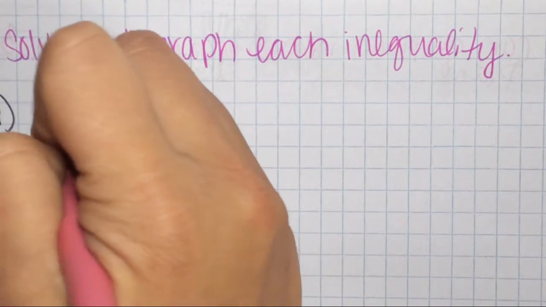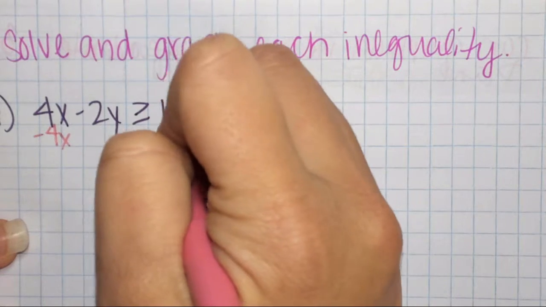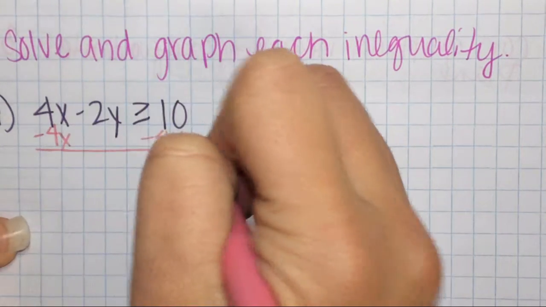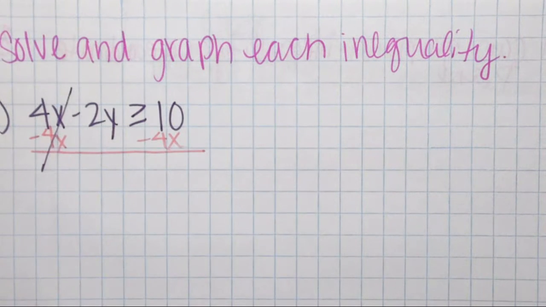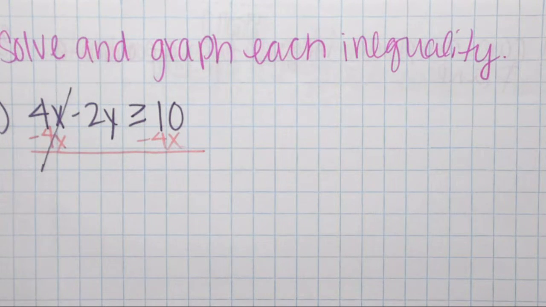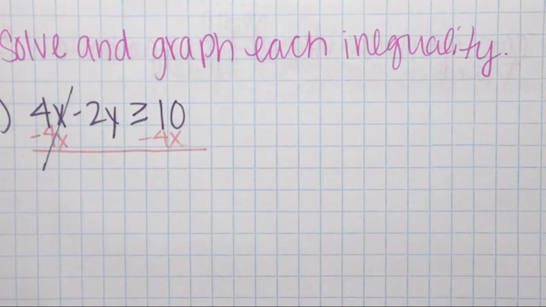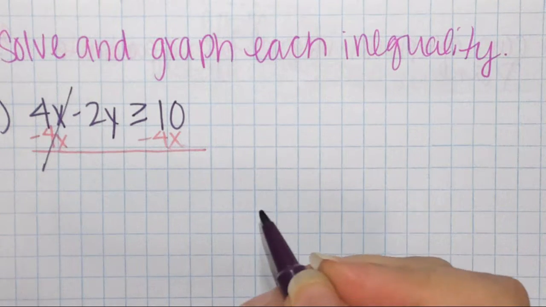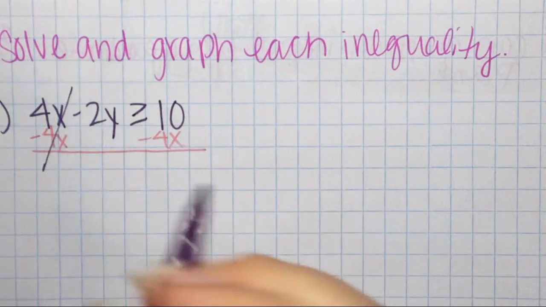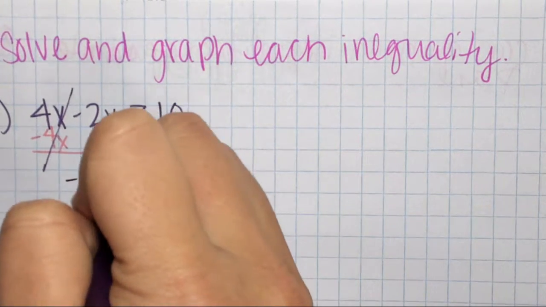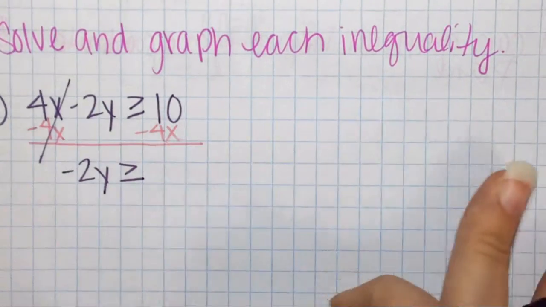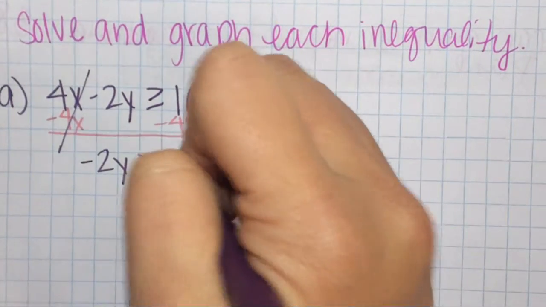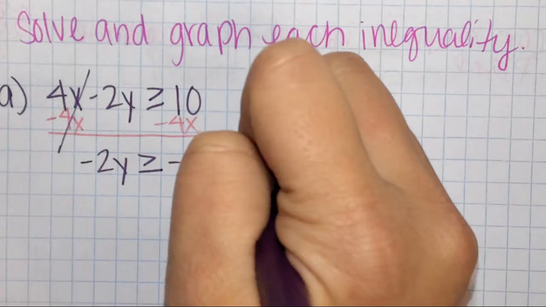Alright, so, sorry. I wanted to do this one together. Did you guys, if you've already started, did you subtract 4x first? If you have not started, please subtract 4x from both sides, because remember, our goal is to get y by itself. Alright, then we have negative 2y is greater than or equal to, can I combine negative 4x and 10? So I write negative 4x plus 10.